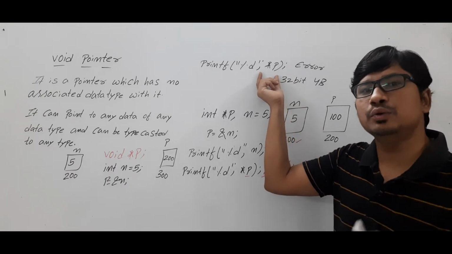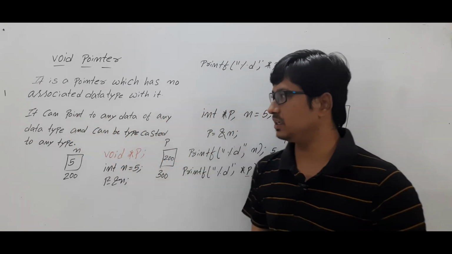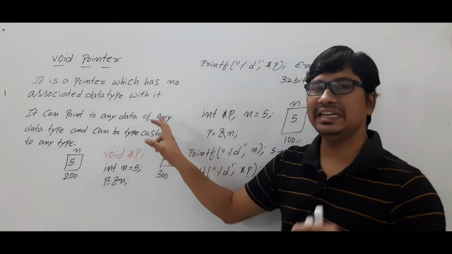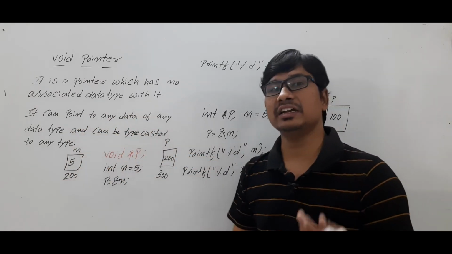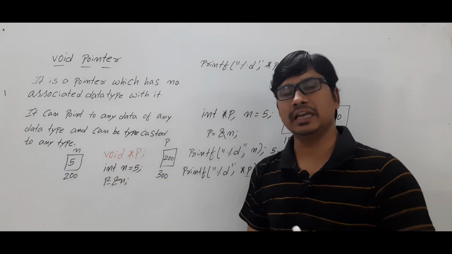Then how can I do it? We have to do the typecasting. That is the point I have written here. The void pointer can point to any data of any data type and can be typecasted to any type.